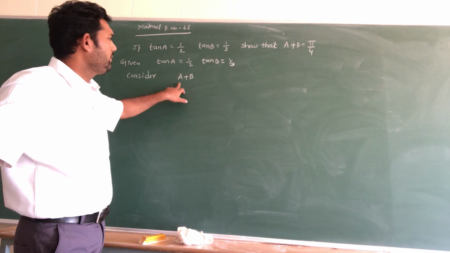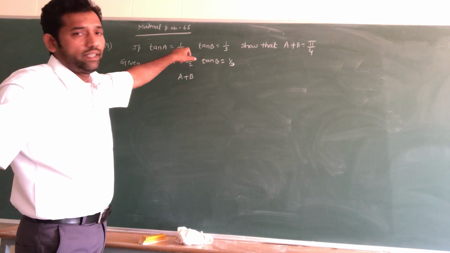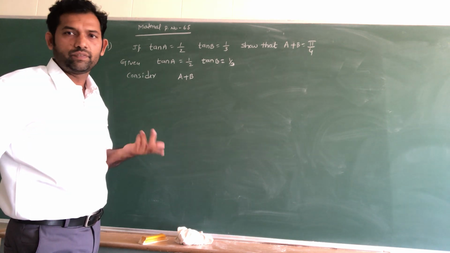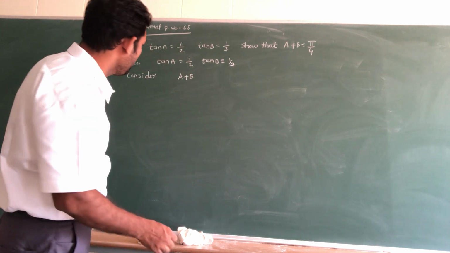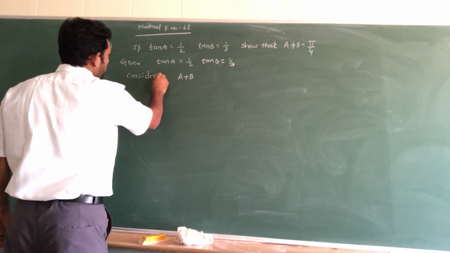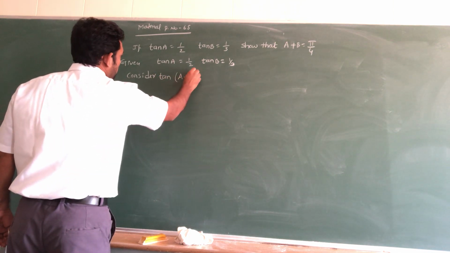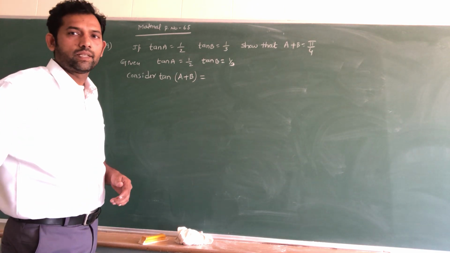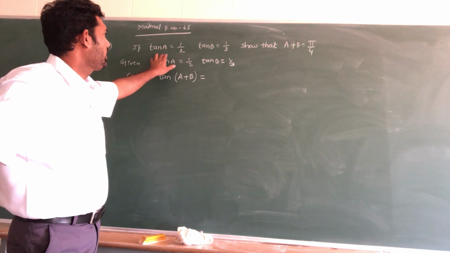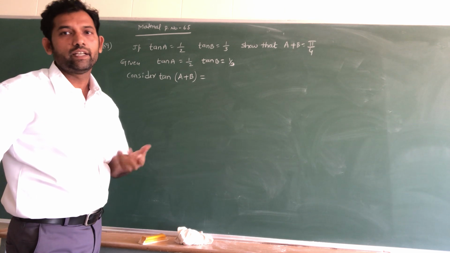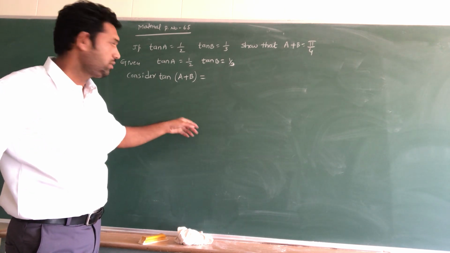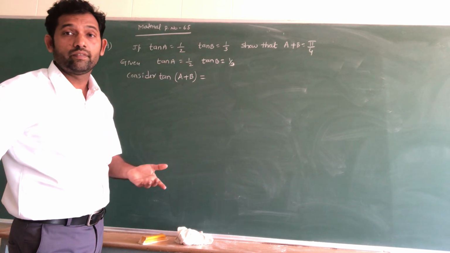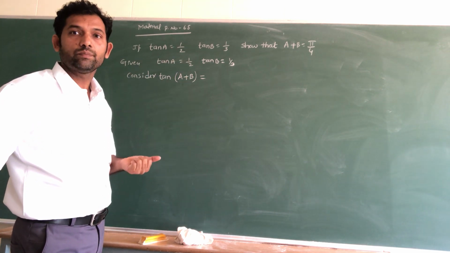Now see, the given data is in terms of tan, so you have to consider tan of A plus B. Suppose the given data were in terms of sin, you would take sin of A plus B. If both cos values were given, you would take cos of A plus B.